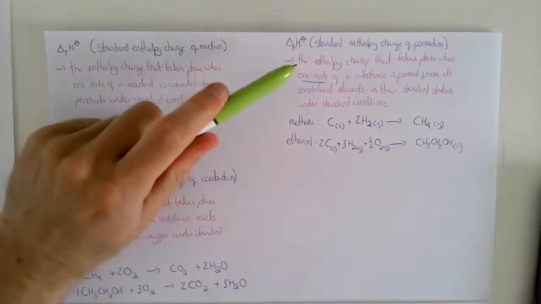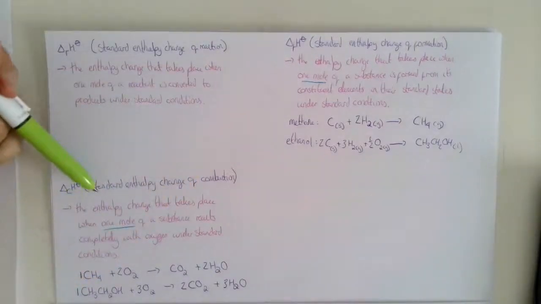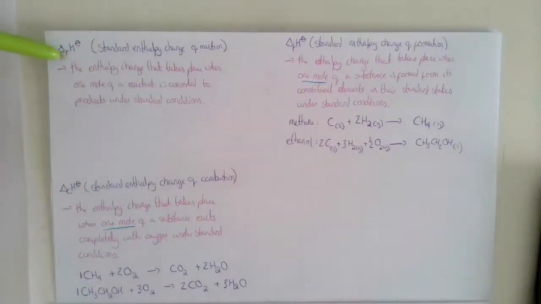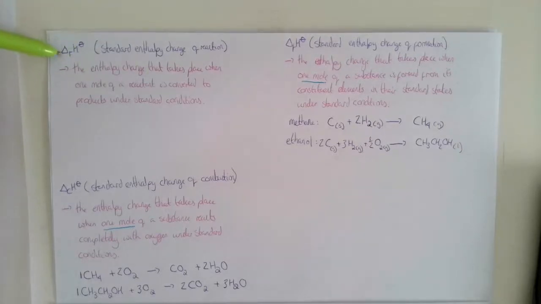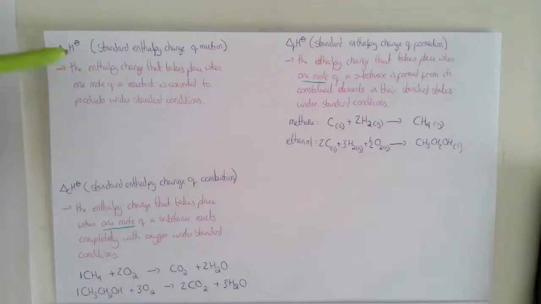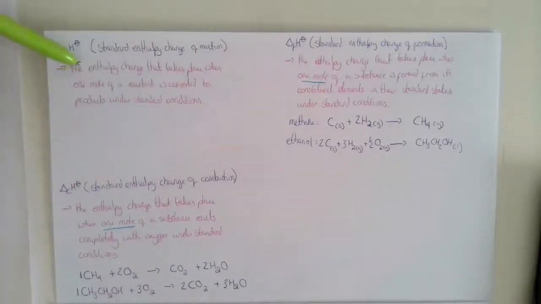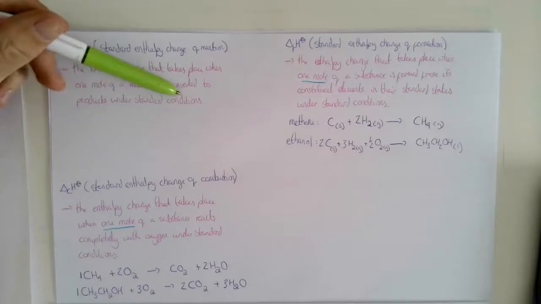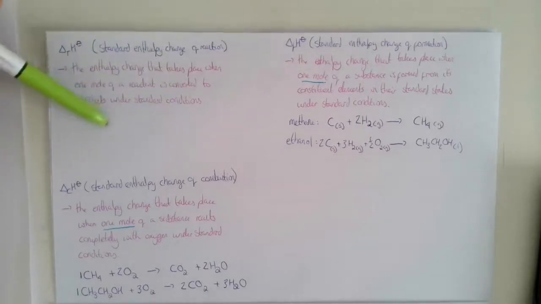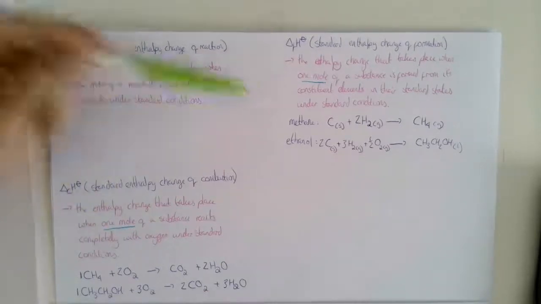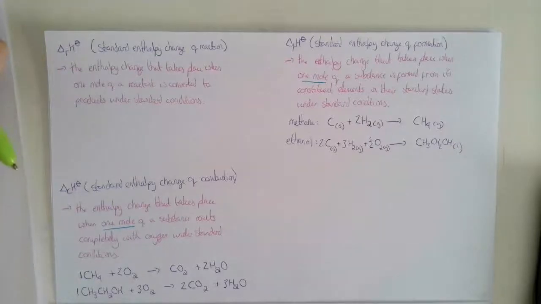So standard enthalpy change of formation, standard enthalpy change of combustion, and then the final definition, standard enthalpy change of reaction. So R for reaction is kind of like a generic term for both of these. So the enthalpy change that takes place when 1 mole of a reactant is converted to products under standard conditions. So it's just a generic definition that could encompass these two. It could encompass other sorts of enthalpy changes as well.